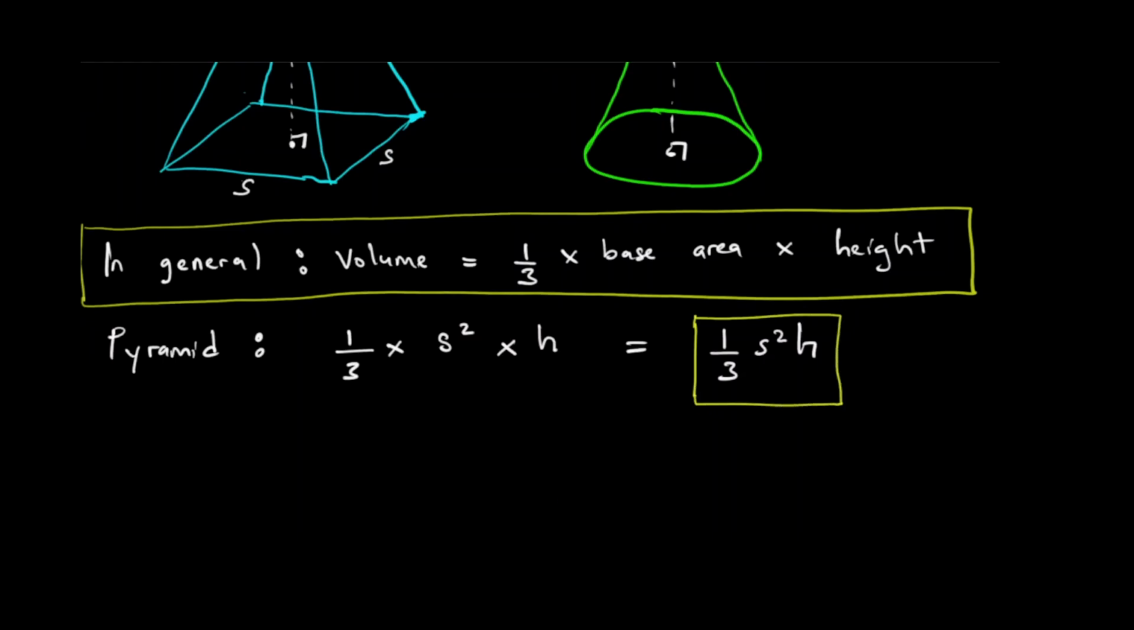Okay. Looking at that cone, what is going to be the volume of the cone? So the volume of the cone is going to be equal to 1/3 times base area. What is the base? The base is a circle. What is its area? The area is pi r squared. So 1/3 of pi r squared times height.